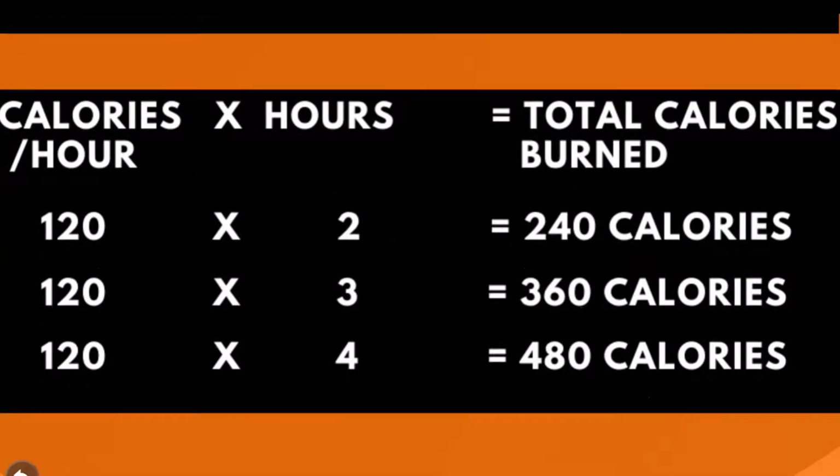So for example, if Tatar bikes for 2 hours, we can say that he burns 240 calories. If he bikes 3 hours, we can take 120 times 3, which equals 360 total calories burned. If he bikes 4 hours, we can take 120 times 4, which equals 480 total calories burned.